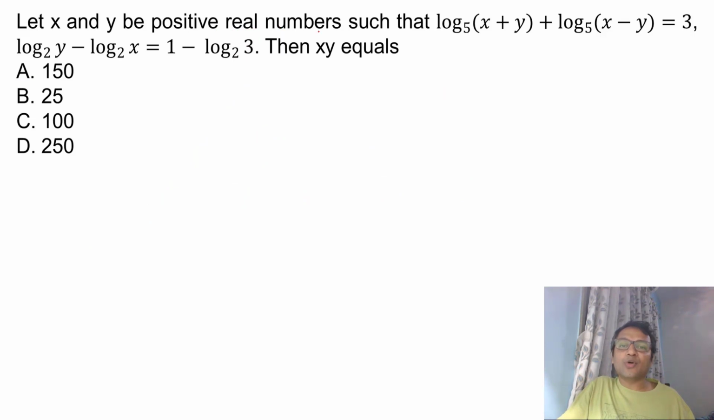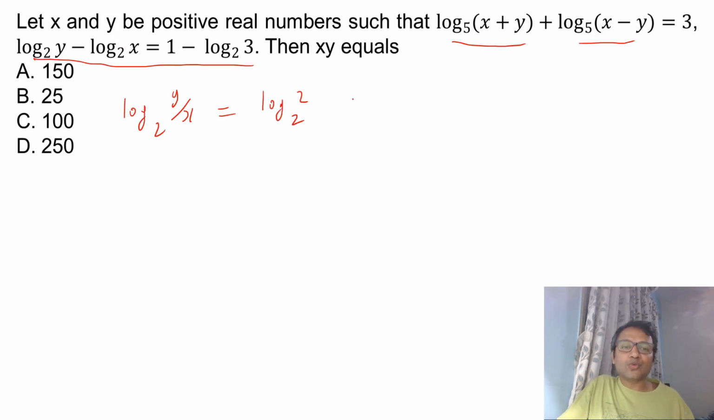x and y are positive real numbers. So log of x base 5 plus 5, x minus y is 3, and log of y and x base 2 minus 3. You need x times y equal to. If I look at this value, we can easily combine y and x together. So it becomes log of y upon x to the base 2. Log of a minus log of b is log of a upon b. Equal to 1 can be written as log of 2 to the base 2.